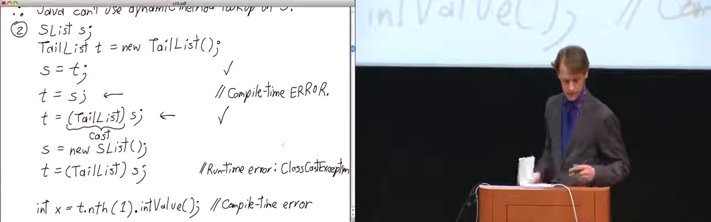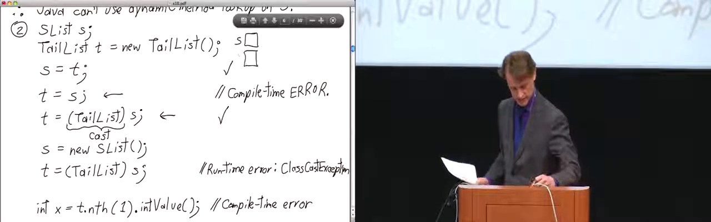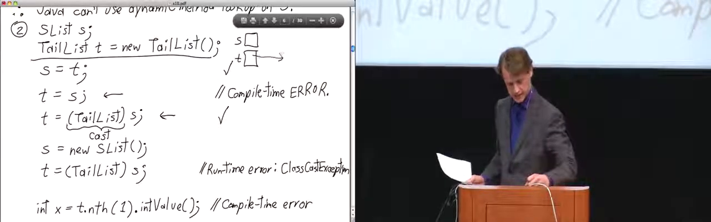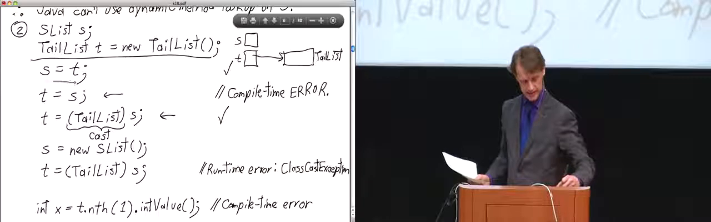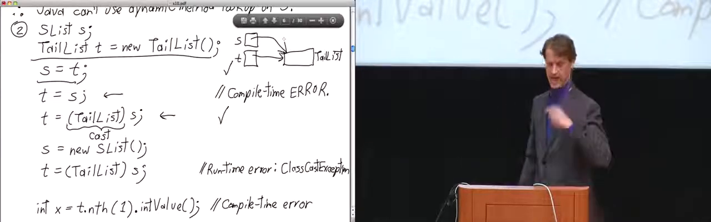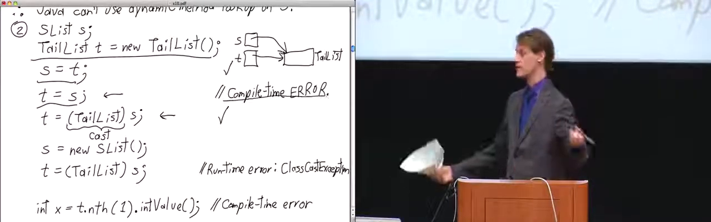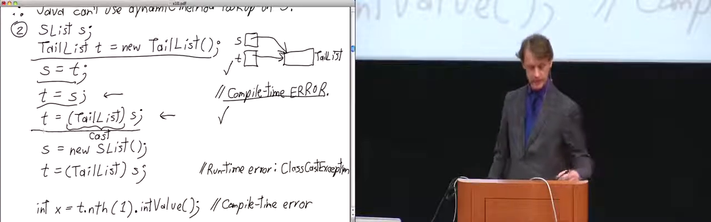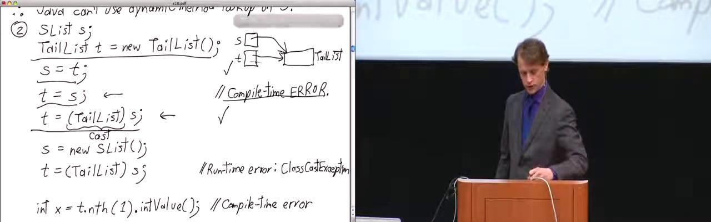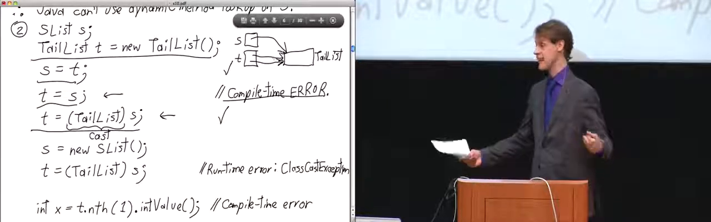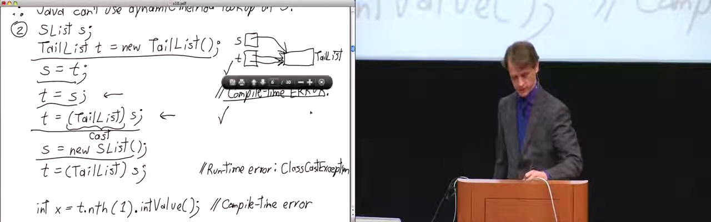So pretty much. I mean, we can go through this quickly. Here's S. Here's T. This line makes T point to a TailList object. The next line makes S point to the same TailList object. The next line is just trying to assign it back, but of course that was a compile time error, so that doesn't work. The next line successfully copies S into T, so T gets overwritten by a new copy of the same reference. The next line creates a brand new SList object and repoints S to that.